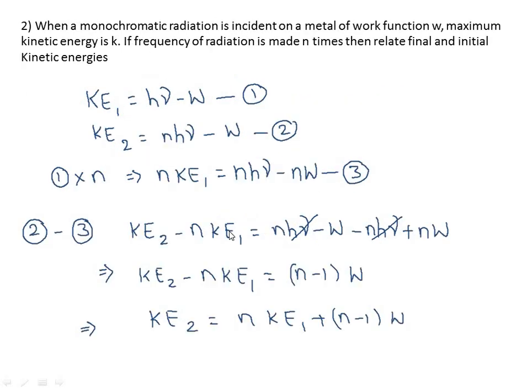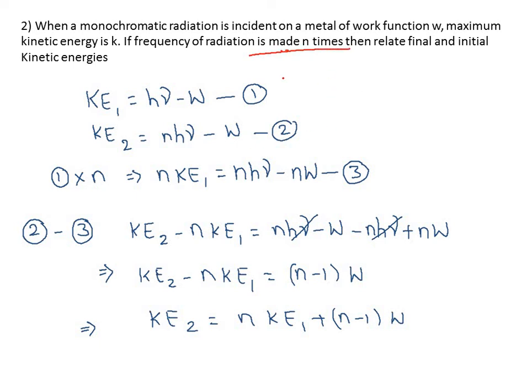When a monochromatic radiation is incident on a metal of work function W, maximum kinetic energy is K. If frequency of radiation is made n times, then relate final and initial kinetic energies. Look here, in this problem, the work function has been given for us. For that, maximum kinetic energy is K. Frequency of radiation is made n times.